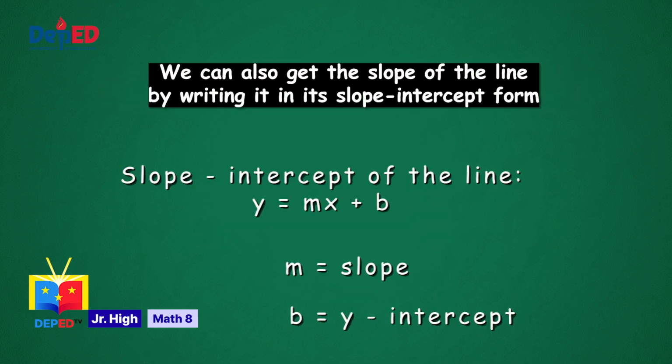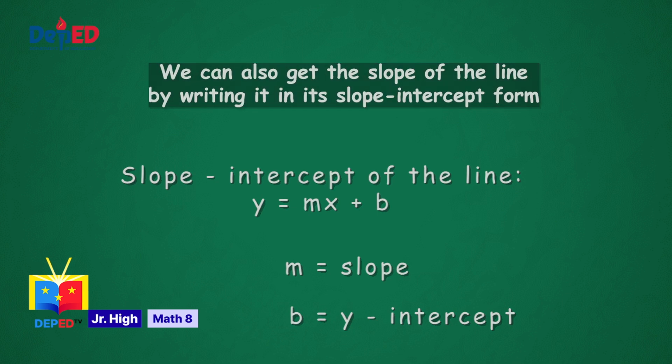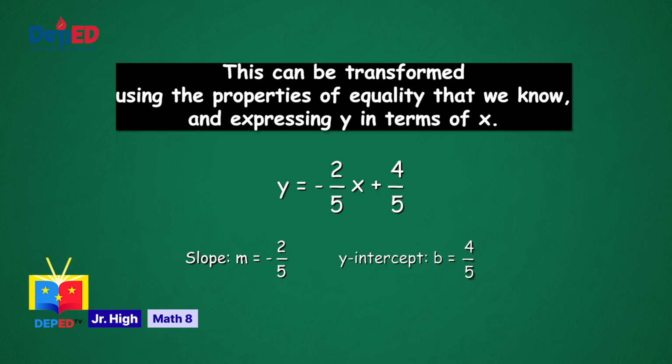Lastly, we can also get the slope of the line by writing it in its slope-intercept form. Y is equal to mx plus b, where m is the slope and b is the y-intercept of the line. This can be transformed using the properties of equality that we know and expressing y in terms of x.